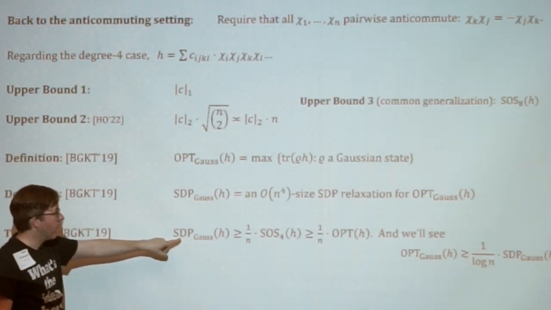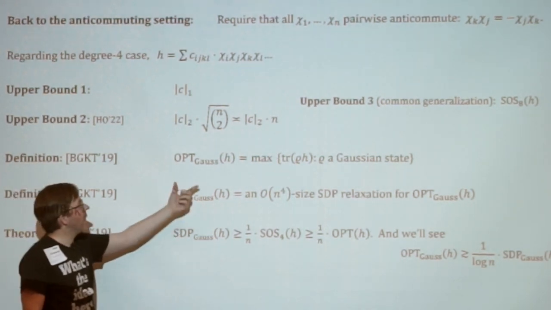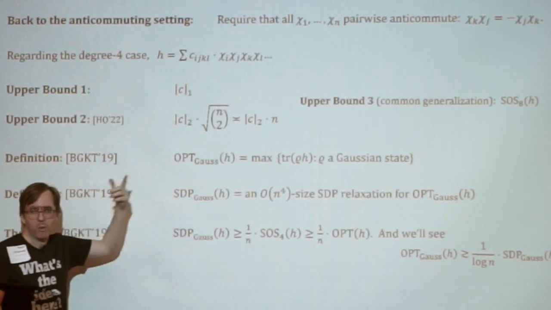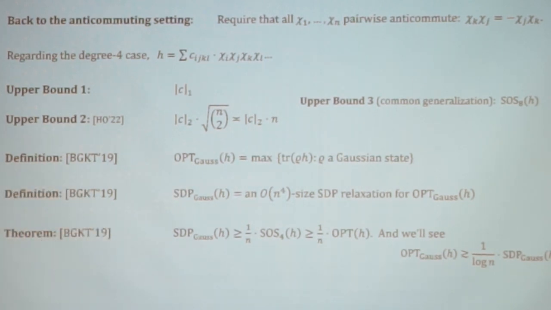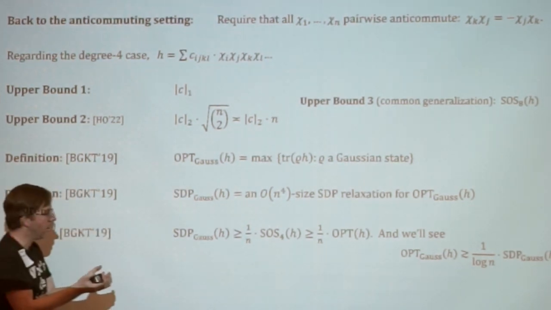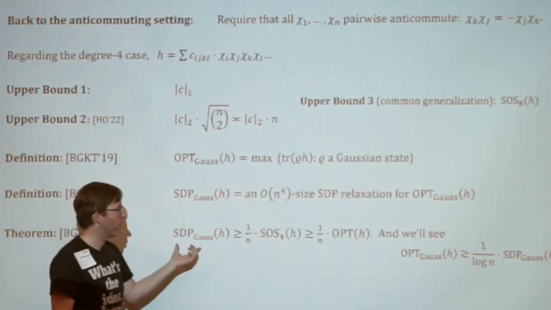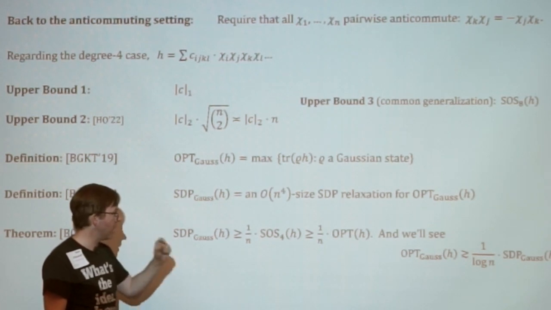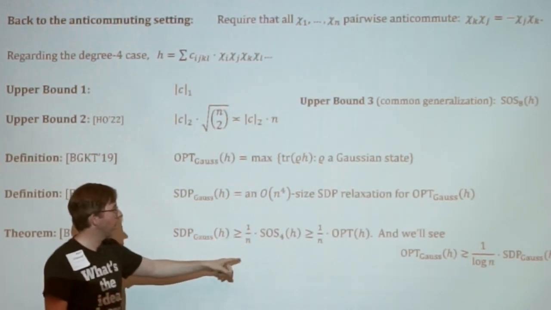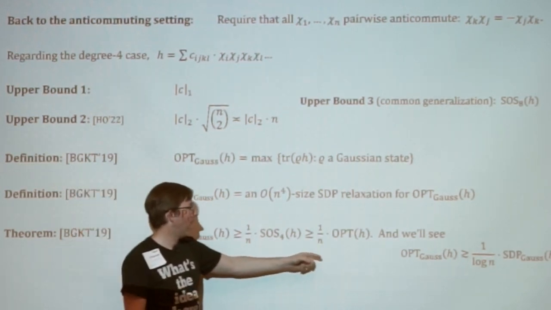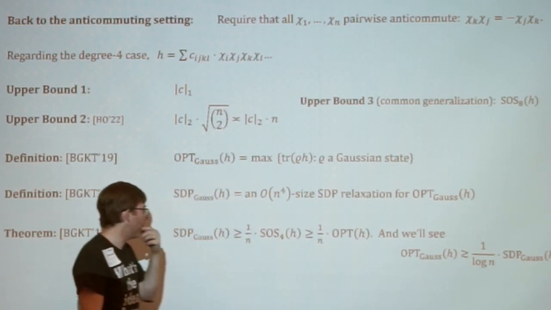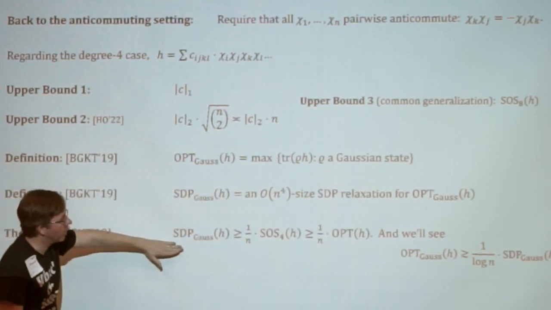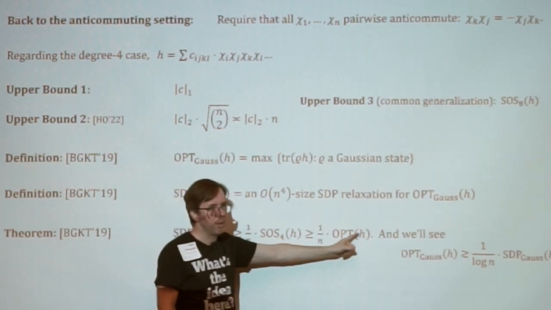So it's not great, but the first thing you might ask is, how far could this be from the true optimum when you optimize only over this class of Gaussian states? Is that terrible or is it kind of good? They show that it's not terrible. So the SDP relaxation value is at least a 1 over n fraction of the true optimum.